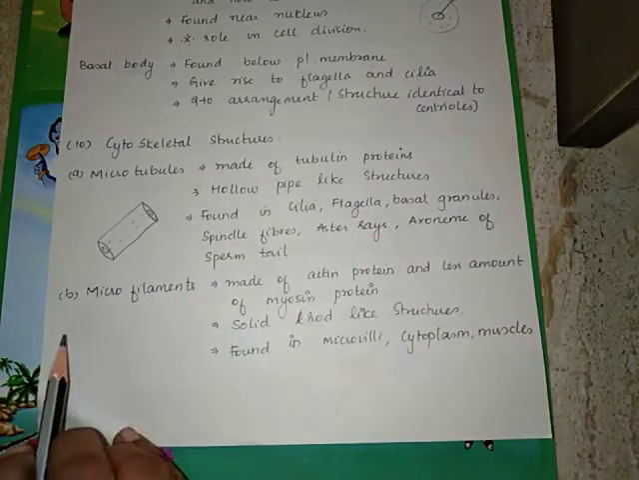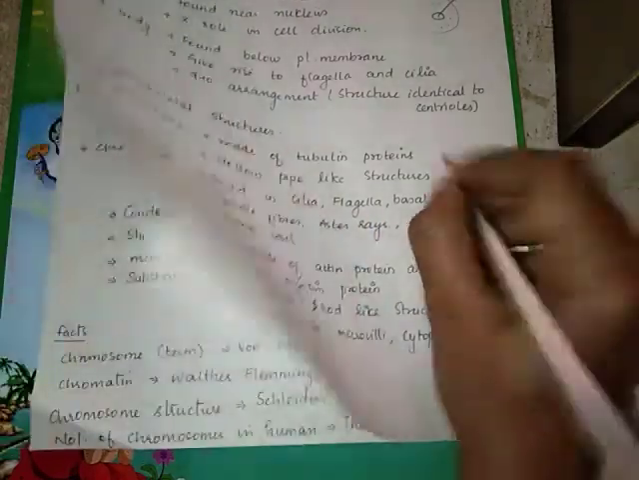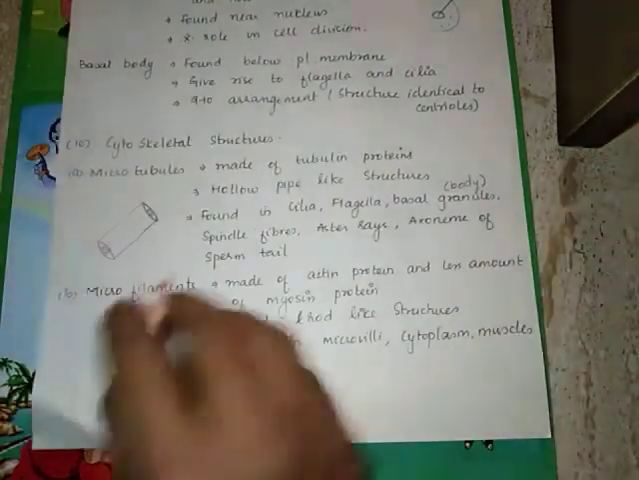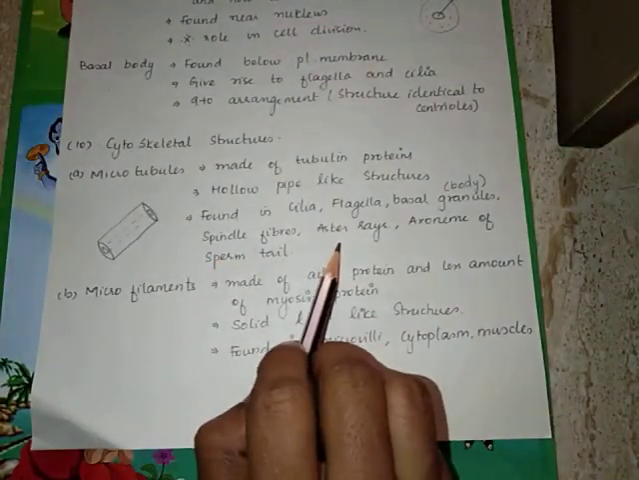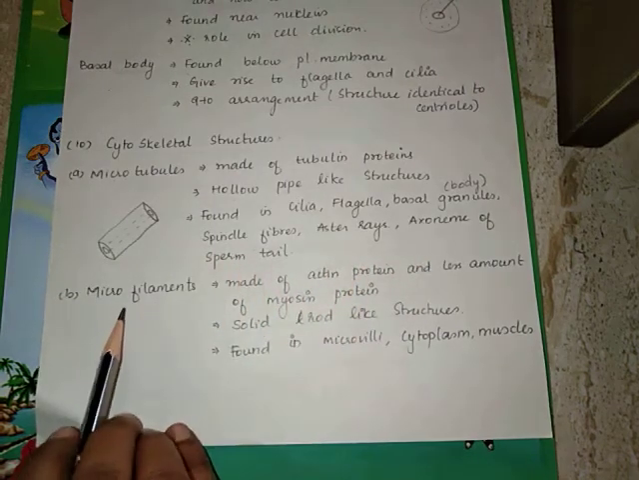இதோட locations எங்கெல்லாம் இருக்குன்னு, it is present in cilia, flagella, basal granules. Basal granules are nothing but the basal body. Basal body-ஐத் தான் basal granules-னு சொல்லுவாங்க. Spindle fibers, aster rays and in the axoneme of the sperm tail.